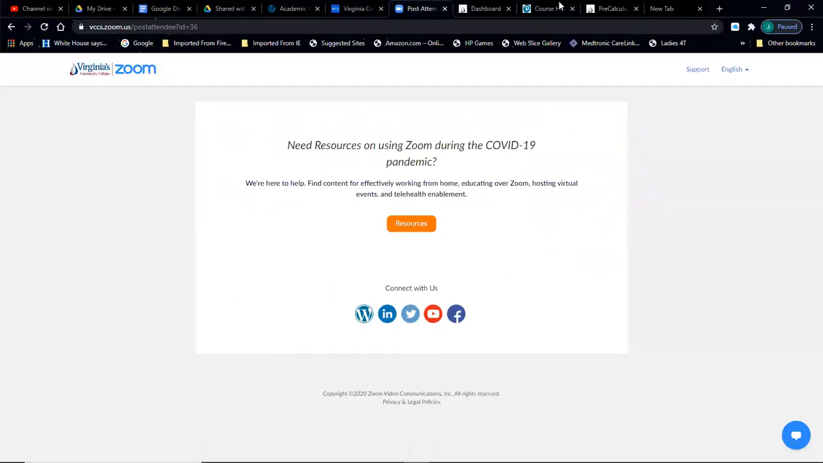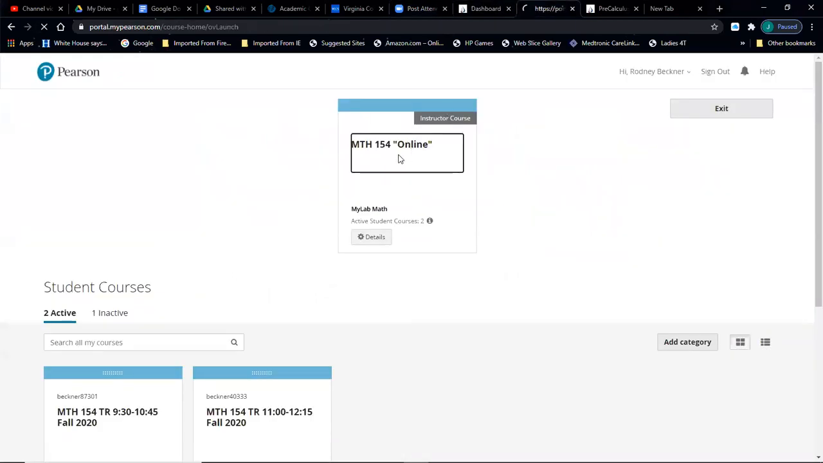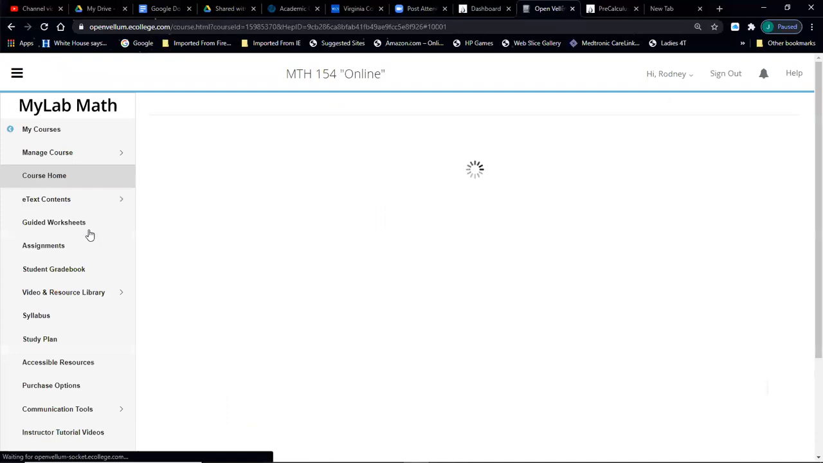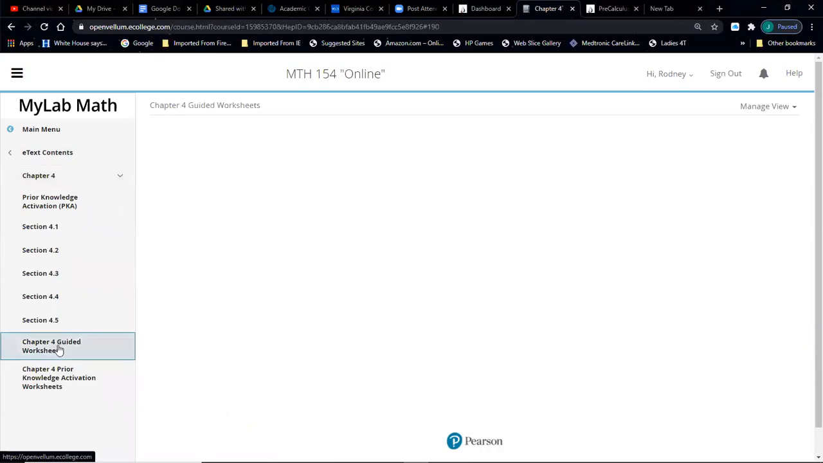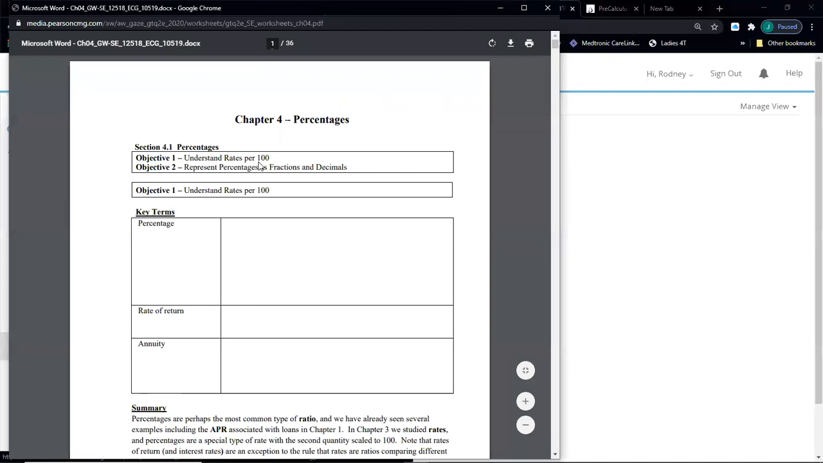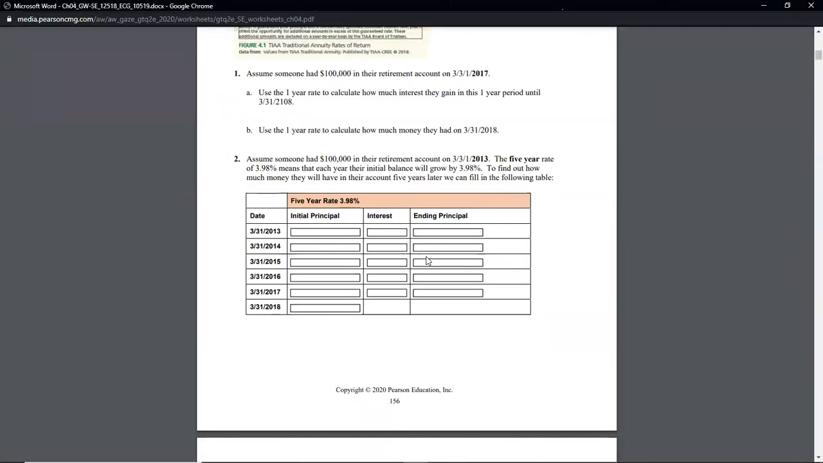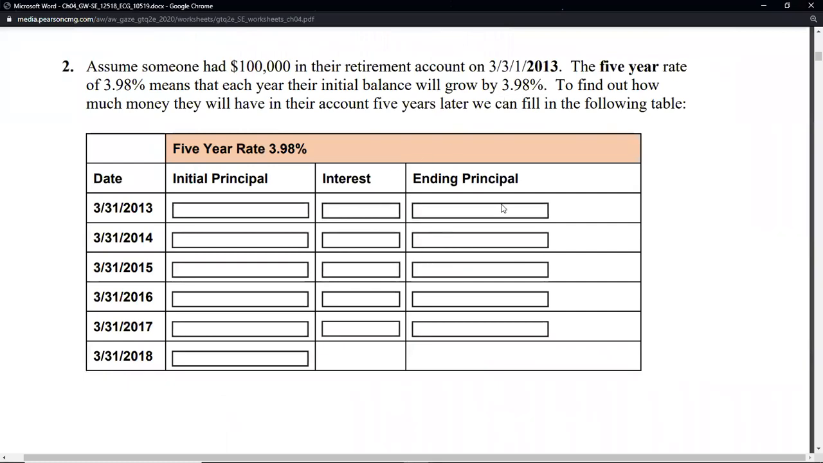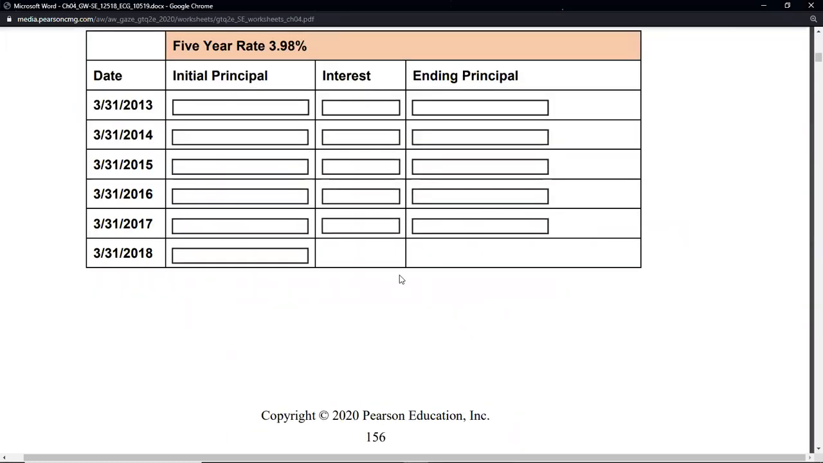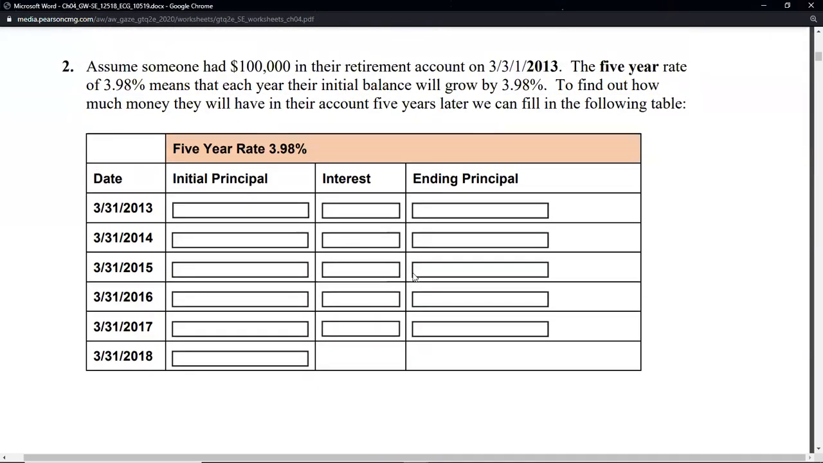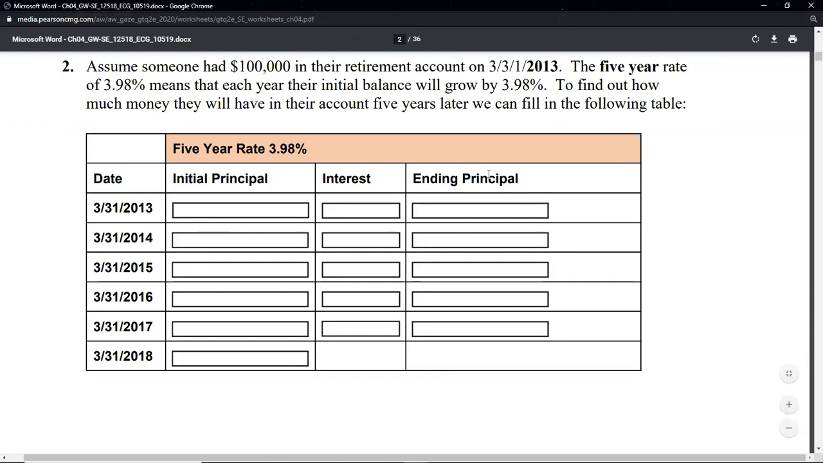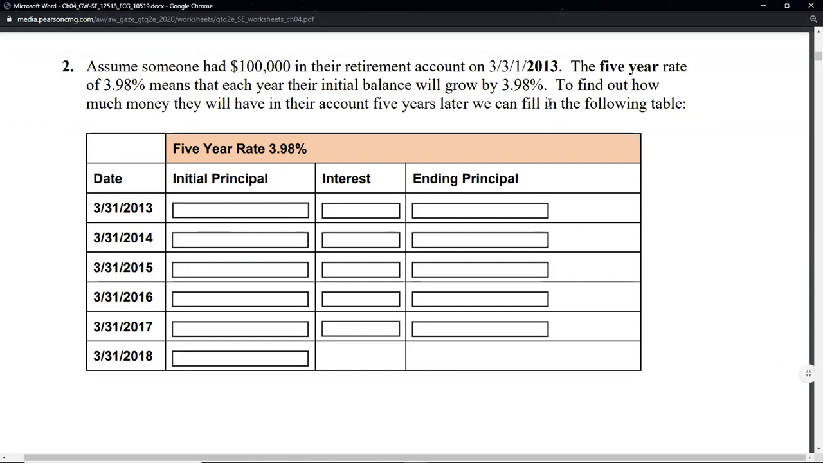I've got to open up our guided activity, not assignments, eText, chapter 4, guided worksheets. So page 156. Here we go. So page 156 of your guided worksheets, guided activities, whatever you're calling them. This is going to be the problem for the discussion board to do between now and Tuesday.